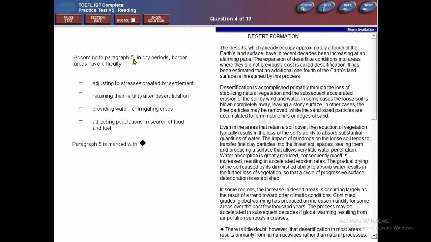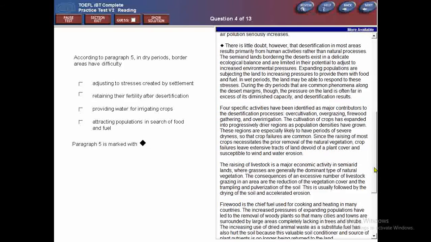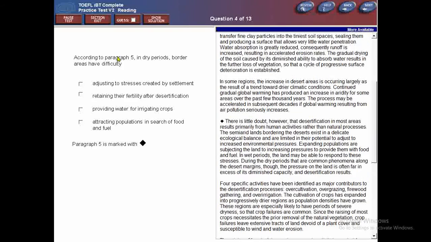According to paragraph 5, in dry periods border areas have difficulty, and again this is a factual information question, and the key phrases or words are here. In dry periods border areas have difficulty. By reading this question, we can predict that this will be about border areas. There may be a difficulty. Question 25, in dry periods border areas have difficulty.